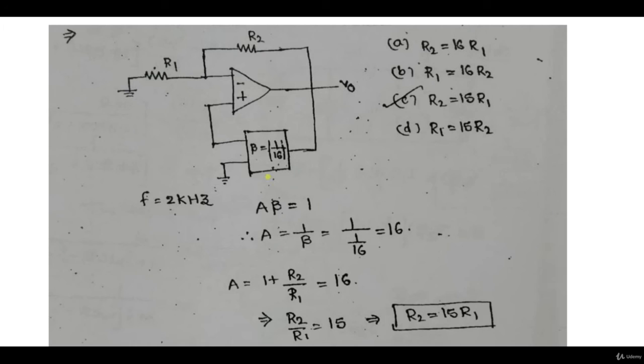So beta is given as 1 by 16 in magnitude. You have to calculate the condition between R1 and R2 for the frequency 2 kilohertz. Okay, this is how some of the time questions will be asked. So A beta will be equal to 1, A is equal to 1 by beta, beta real is given as 1 by 16. So you will get gain value, and you can see it's a non-inverting type of amplifier, because the input is in the positive terminal. So A will be 1 plus R2 by R1, that is 16. So R2 and R1 will be related in this fashion. R2 is equal to 15 R1.